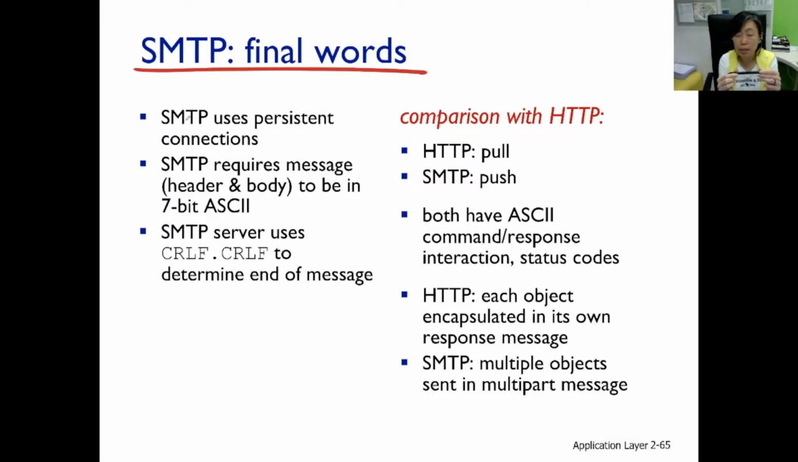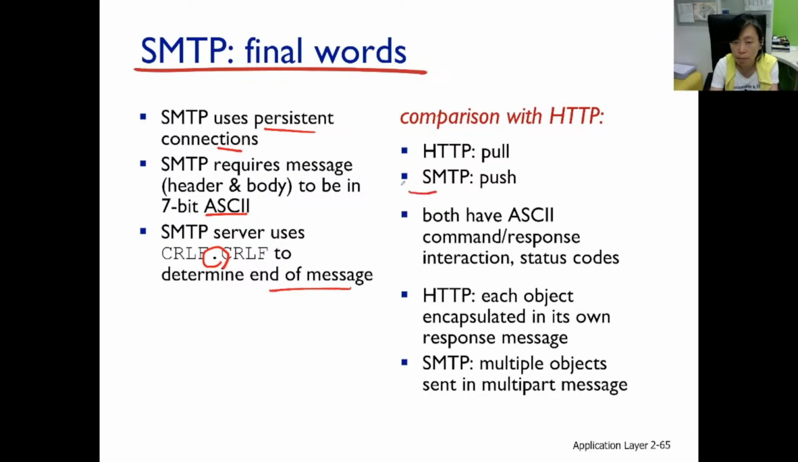Once it sets up a TCP connection, the client can use the connection to send multiple emails. So it runs just like the persistent connection we see in HTTP. SMTP requires text in ASCII code, very strict. And SMTP uses just a single dot in the last line to determine the end of the message.